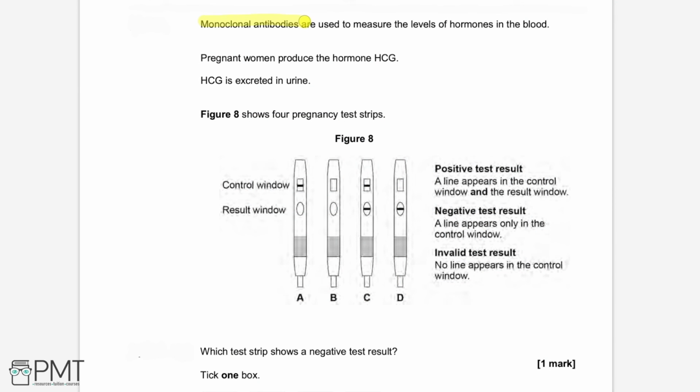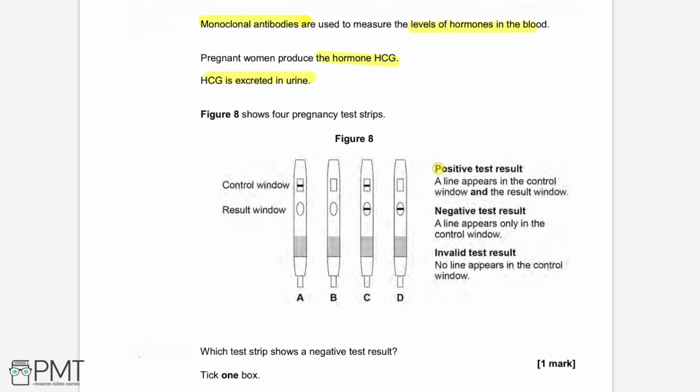Monoclonal antibodies are used to measure the levels of hormones in the blood. Pregnant women produce the hormone HCG. HCG is excreted in urine. Figure 8 shows 4 pregnancy test strips. Let's have a look at Figure 8.